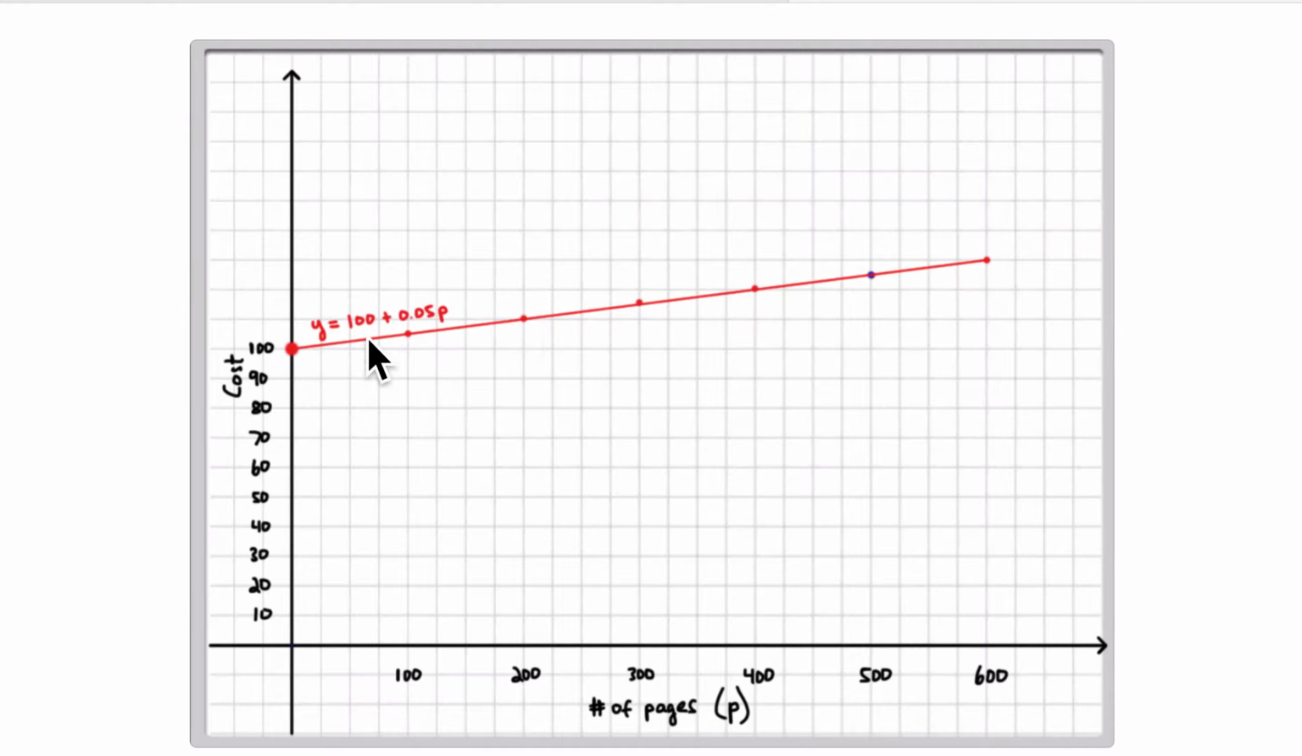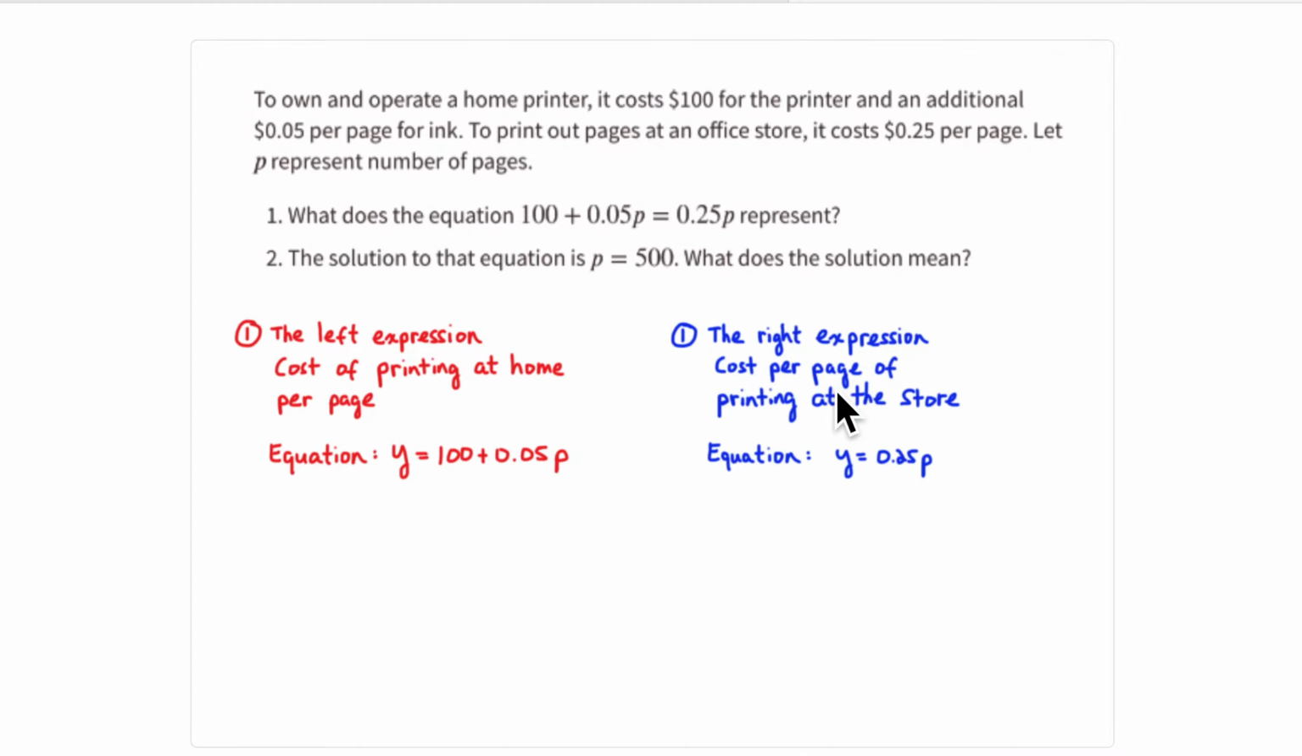This is not a proportional relationship because if you double the number of pages, if you go from 100 pages to 200 pages, the cost does not double. The cost in this case is $105. The cost in this case is $110. Well, 110 is not 2 times 105 because you had to buy this printer for $100. So this is not proportional. Whereas if you go to a store and print from a store, that is a proportional relationship.